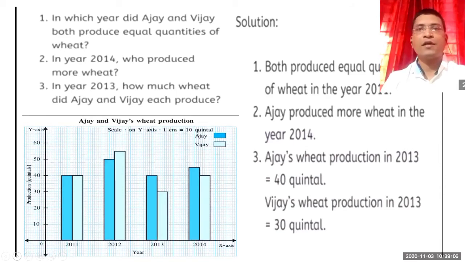Each means हर एक student. Ajay produced 40% and Vijay produced 30%. Yes, very good. Ajay's wheat production in 2013 is 40 quintal and Vijay's wheat production in 2013 is 30 quintal. So this is the information given on this joint bar graph, which is very simple and very informative to compare. Okay, look at the next slide.